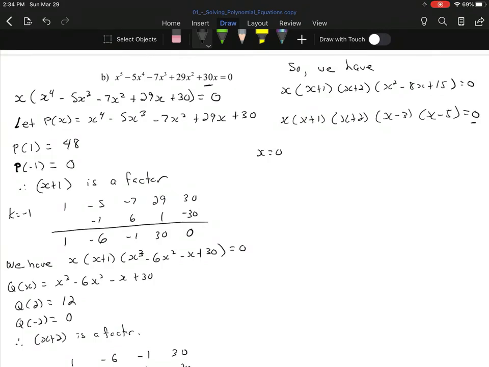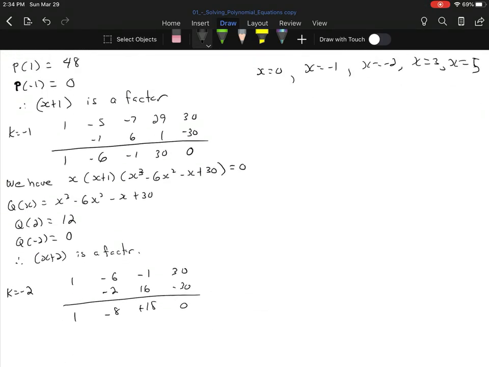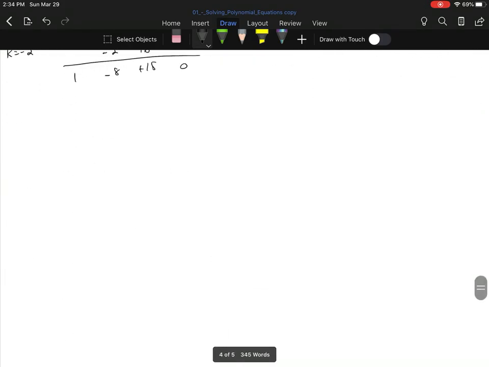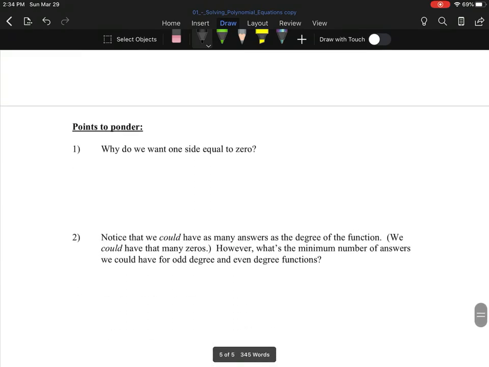Because if x is 0, it doesn't matter what these other things are. It'll multiply together to give 0. If x is -1, if x is -2, if x is 3, and if x is 5. Those are all my possibilities there. Okay? Let me do a little therefore.